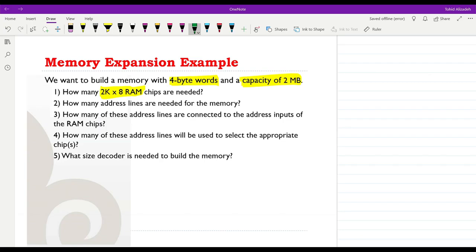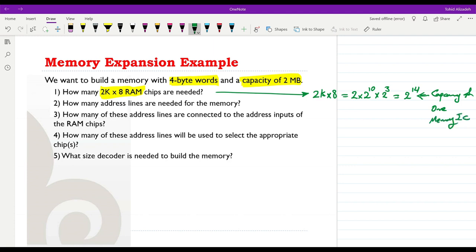The first one is asking how many 2K by 8 RAM chips are needed. So let's see what we get with each one of those chips in terms of the capacity. With a single chip, we have 2K by 8 memory cells. 2K by 8 is equal to 2 times 2 to the power of 10 times 2 to the power of 3, which will give us 2 to the power of 14. So this is the capacity of one memory IC of the given size.